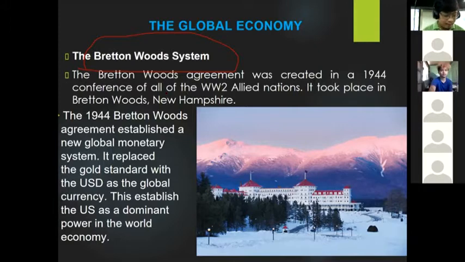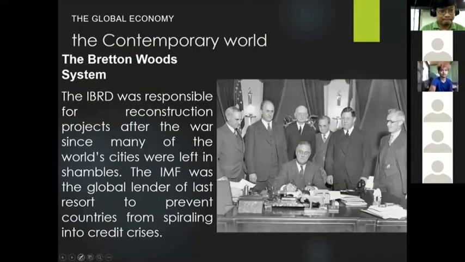Ngayon, iniisip nila, nagkaroon ng Great Depression and natagal na natin ginagamit tong gold standard. Why don't we put up a global economic system wherein pwede tayong gumamit ng currency, standard currency. At yung standard currency that was set was the US dollar. At this is why until now, ginagamit natin yung US dollar as the standard currency.